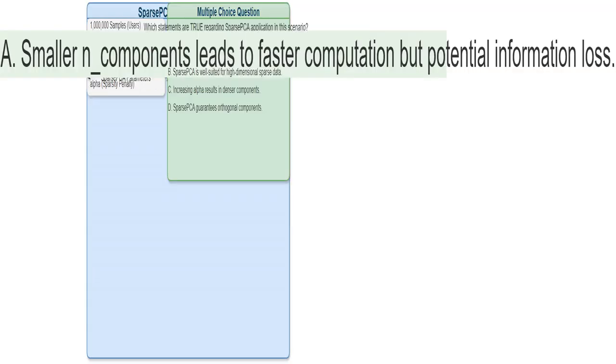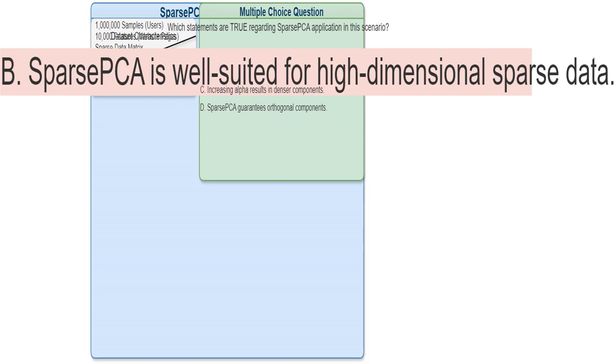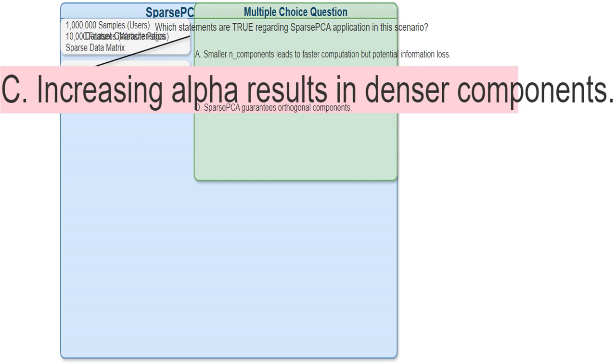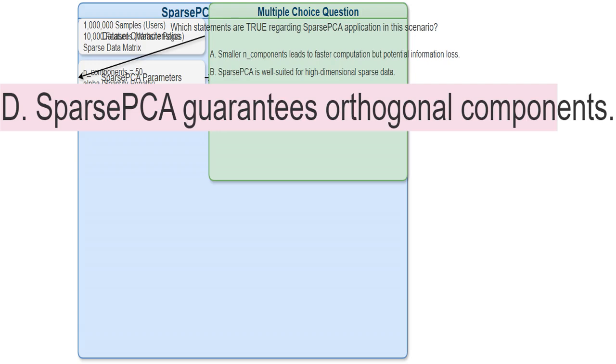This statement is true because fewer components mean less computation but possibly some loss of detail. Absolutely correct. SparsePCA is designed to handle massive datasets with lots of zeros, which is exactly what I have. This is false. A larger _alpha makes the components sparser, more zeros. Nope. Unlike standard PCA, SparsePCA does not guarantee orthogonal components.